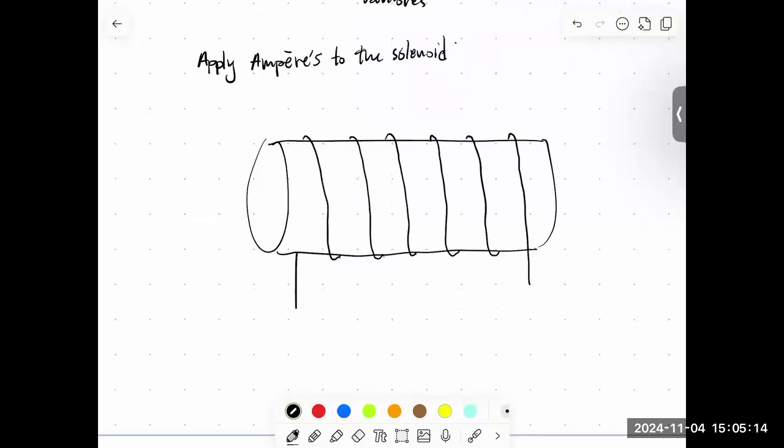Okay, and then it's coming down. So here's our current. The first thing I would do is say, by the right-hand rule, if I curl my fingers in the direction of the current, my thumb points to the left. And so I'm going to expect the magnetic field to be, first of all, 0 out here. But inside, I'm going to expect my magnetic field to be off to the left.